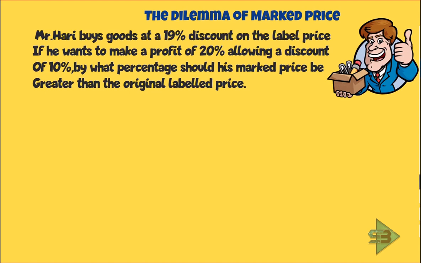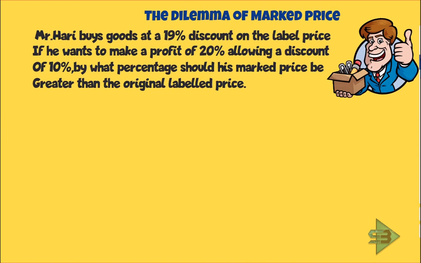Let's read the question. Mr. Hari buys goods at 19% discount on the labeled price. If he wants to make a profit of 20%, allowing a discount of 10%, by what percentage should his mark price be greater than the original labeled price? So where do we start? The question is given in percentage, and the answer that is being asked is also in terms of percentage increase. So what will I do? I'll start by assuming the value.